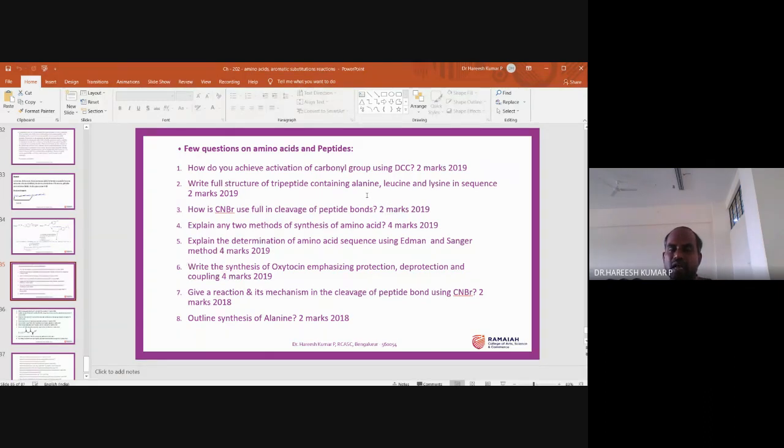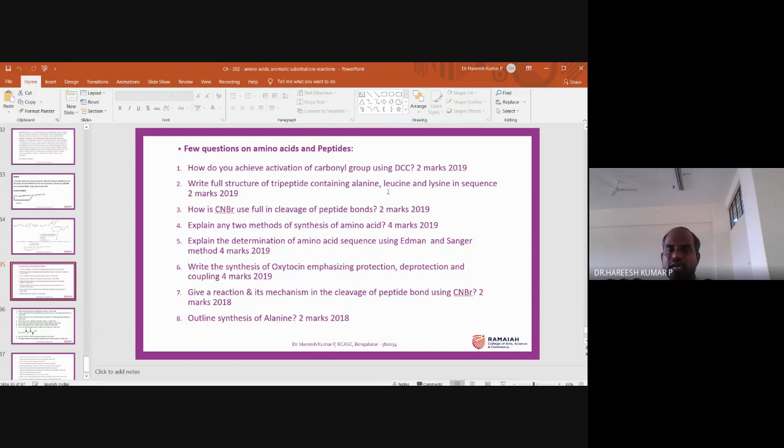So left side alanine, center leucine, and then last is lysine. You should know the side chains present. CH2 phenyl is the side chain present in alanine. What is leucine? Isopropyl group. What is lysine? CH2 three times NH2, that side chain. Okay, so that you have to write.